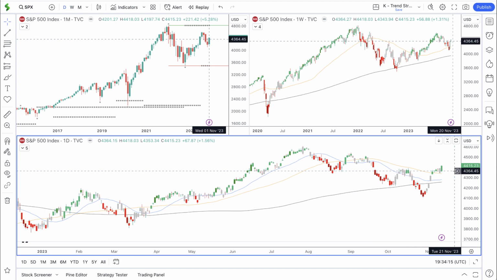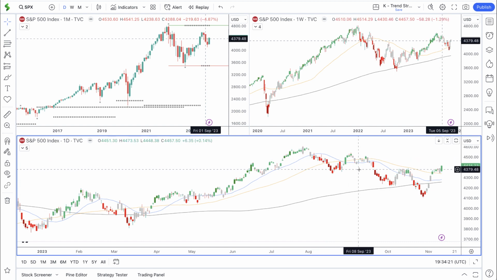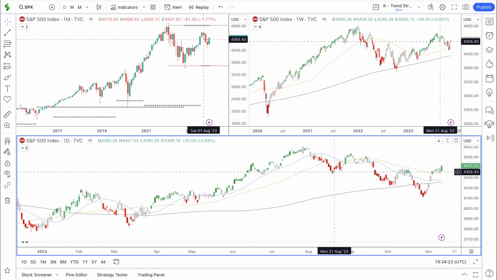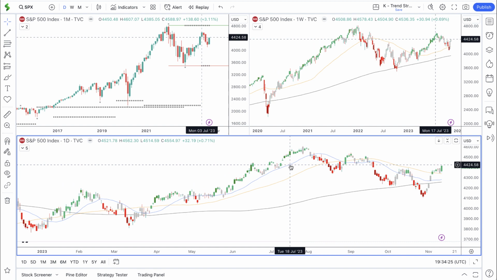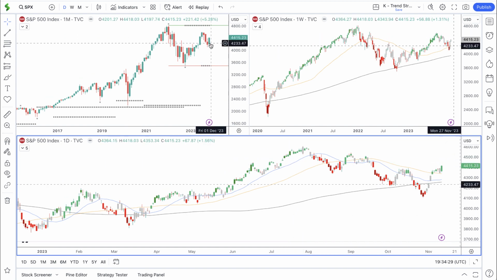And the bottom chart is the daily time frame. Similar to the weekly, we have green, grey, and red candles, and we also have the moving averages, but an additional one here, the 20 simple moving average, which is the blue line. So let's first look at the monthly time frame for the S&P.